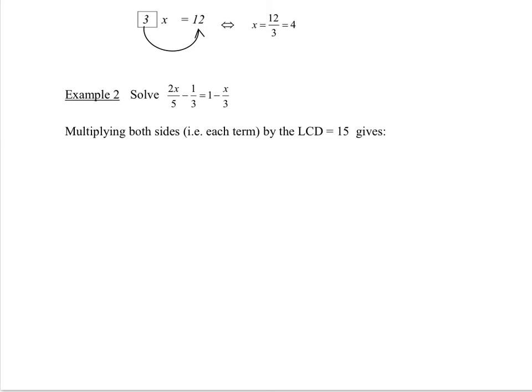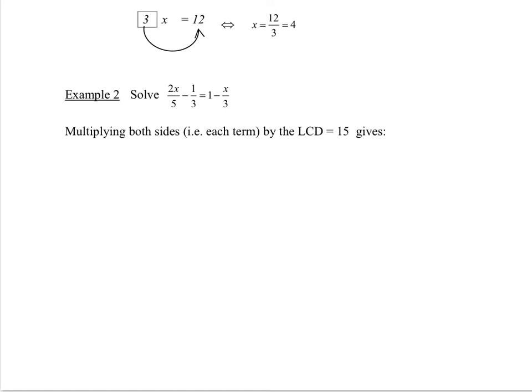In the last example, example 2, we have fractions on both sides here. Now what we can do here to get rid of these fractions, because fractions are difficult, is that we can look at the LCD of 5, 3 and 3. And the LCD is the smallest number that 5 and 3 both go into, both divide into, and that number is 15.